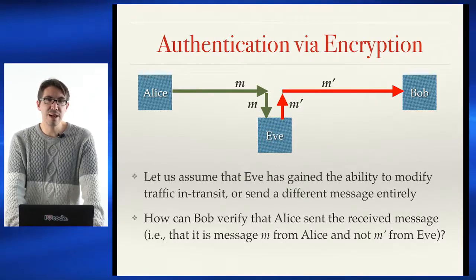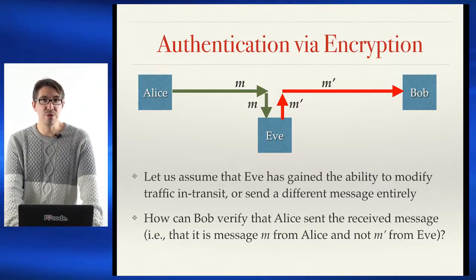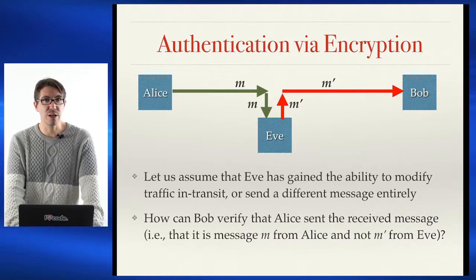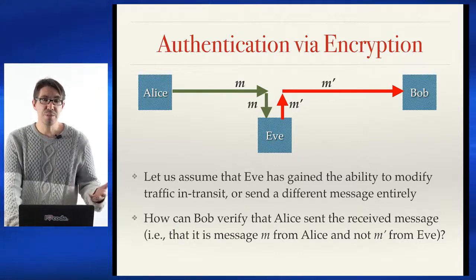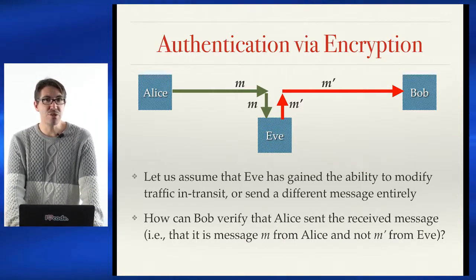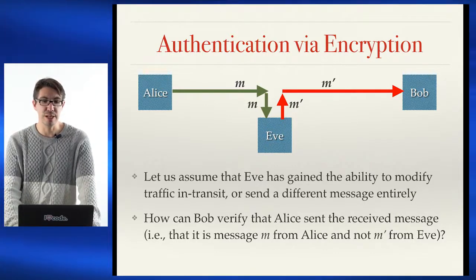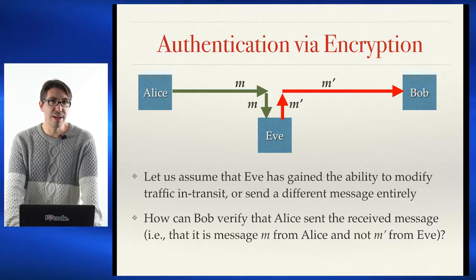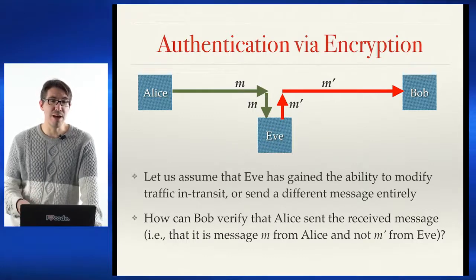So besides just sending encrypted messages over the network, something else that is going to be very useful and very important in terms of cryptocurrencies and blockchain technology is authenticating via encryption. So let's assume that Eve has upped her power level, and now not only can she eavesdrop on the network, but she can actually modify messages in flight. Okay? So she could send her own message to Bob. Alice sends a message, but Eve intercepts it and sends her own message. So how can Bob verify that Alice was actually the one who sent a message? That is, we got message M and not M prime.